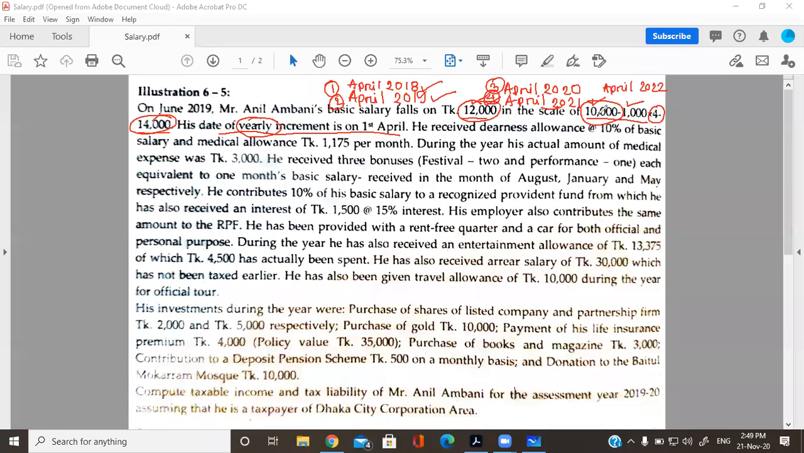Yes, sir. Okay, so you need to understand it very well. After having a number of practice problems, you will get a good idea if you can start from this concept. So first of all, we need to calculate the basic salary of Mr. Anil Ambani, which is the first information given.